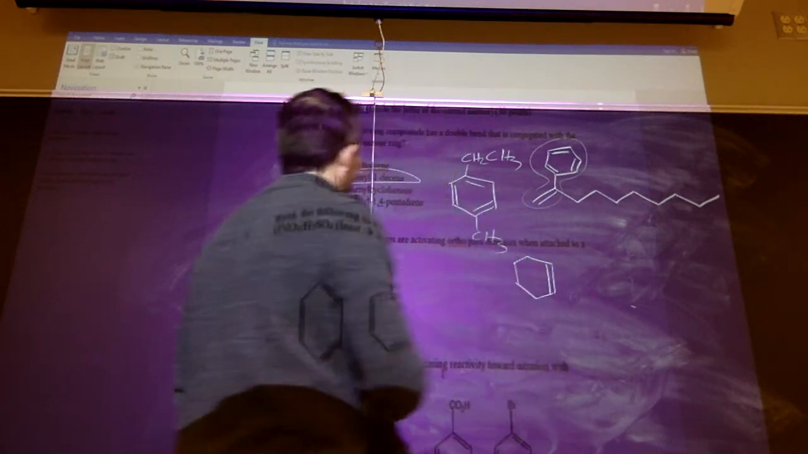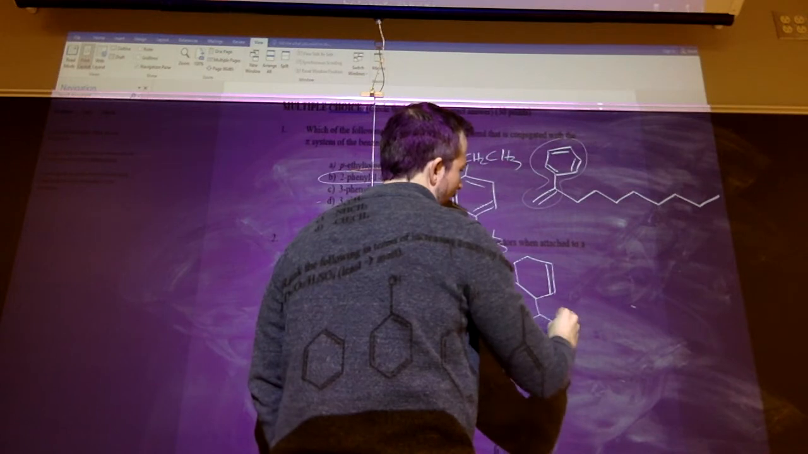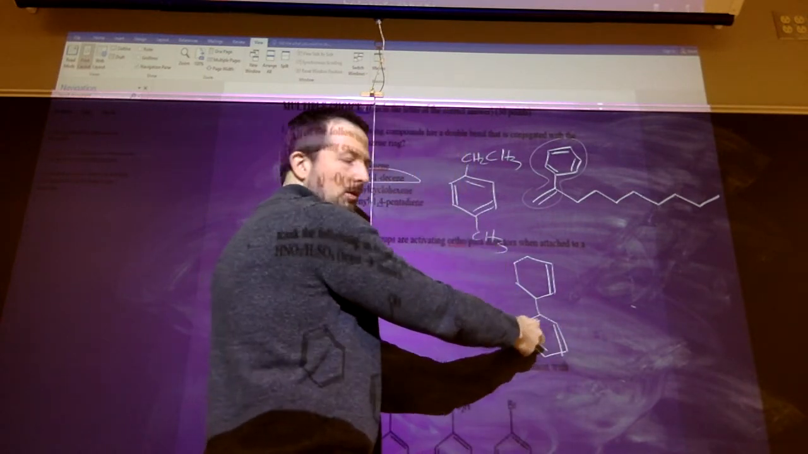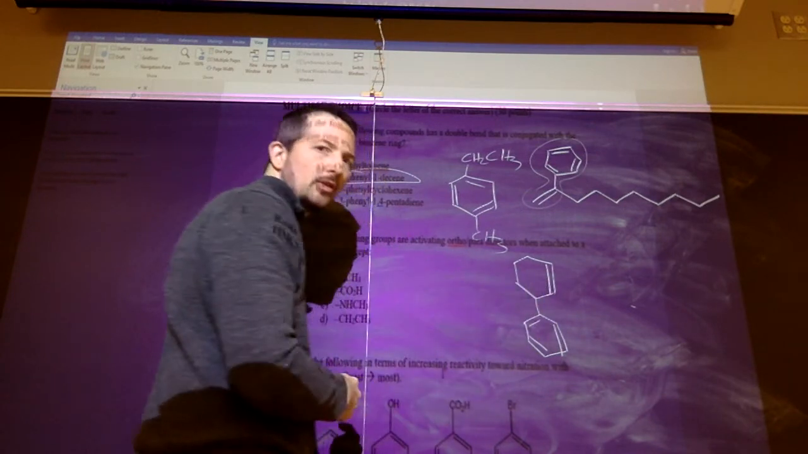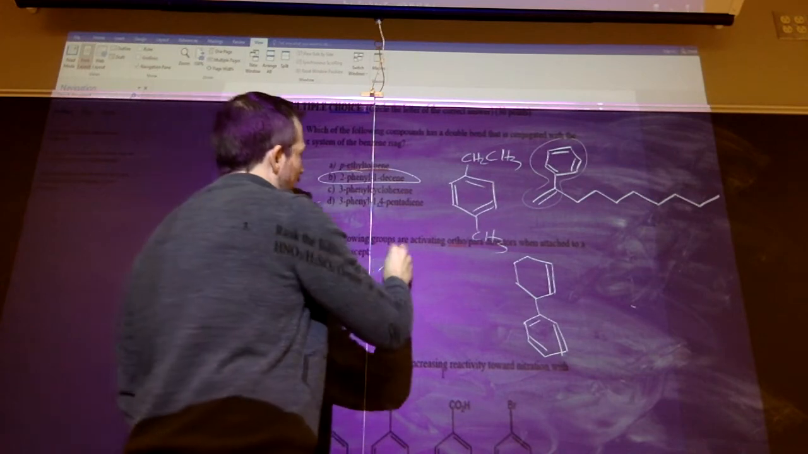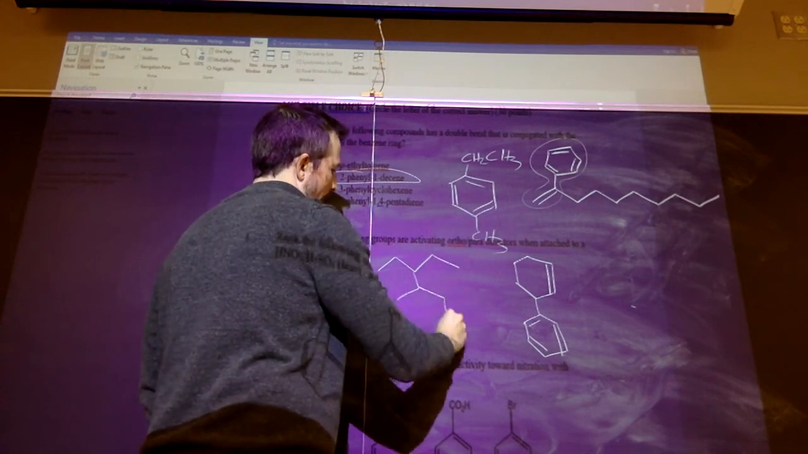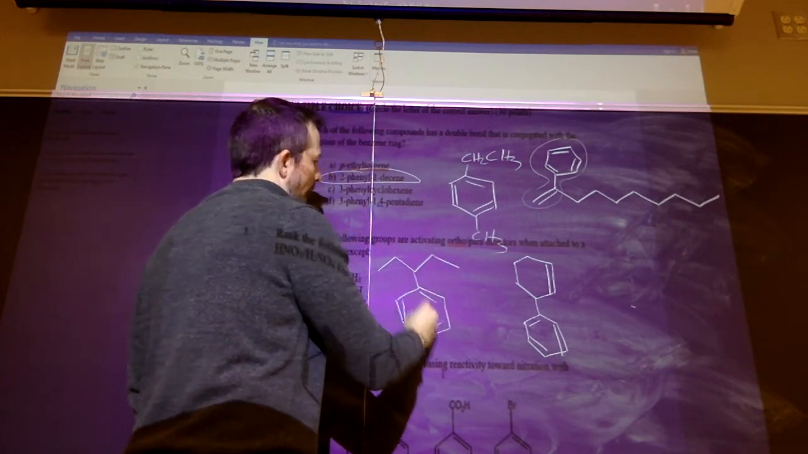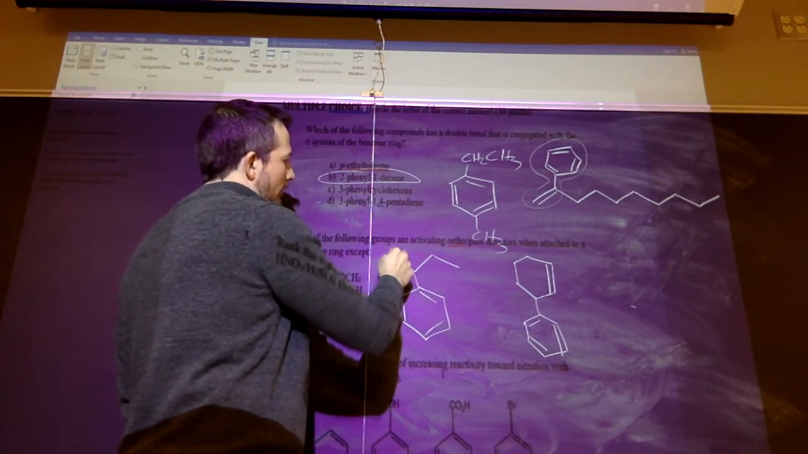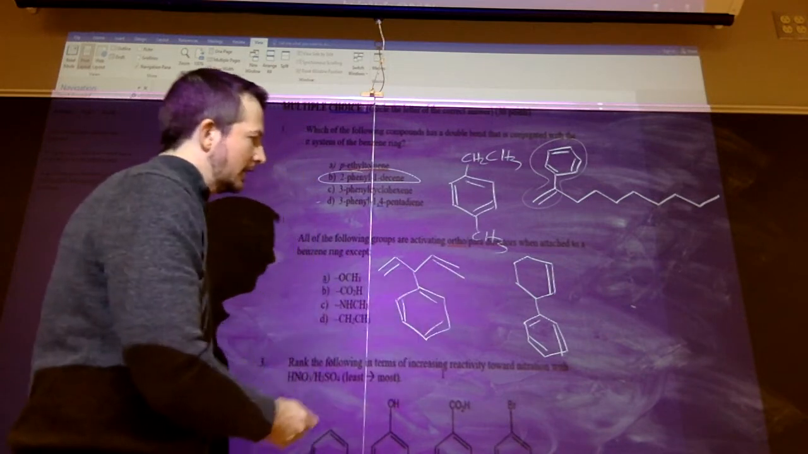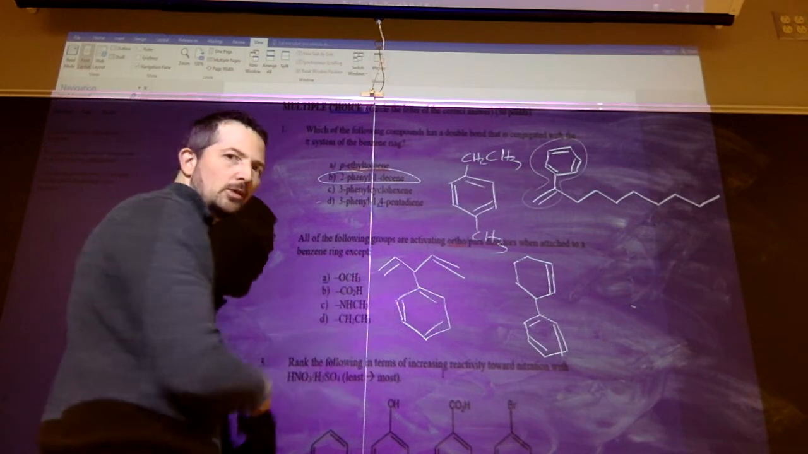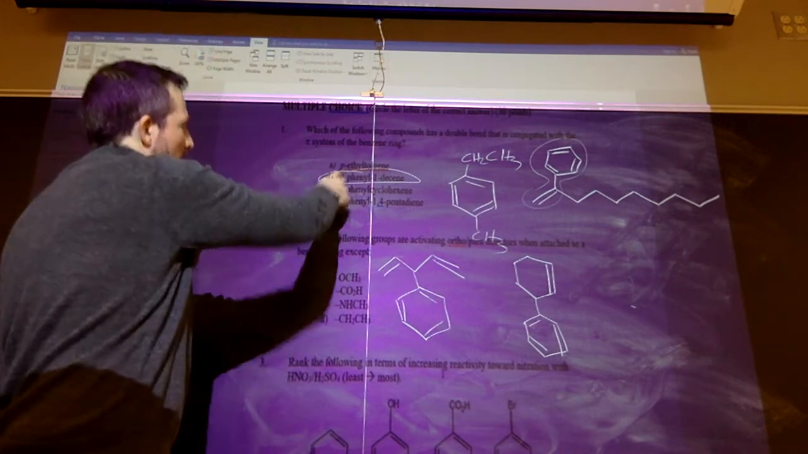If you look at the next one, 3-phenyl cyclohexene. So it goes double, single, single, double. So that's not in conjugation. And 3-phenyl-1,4-pentadiene. So there's your pentane chain, 3-phenyl, 1, 2, 3, 4. Again, you have double, single, single, double. So not conjugated. So B, correct answer.